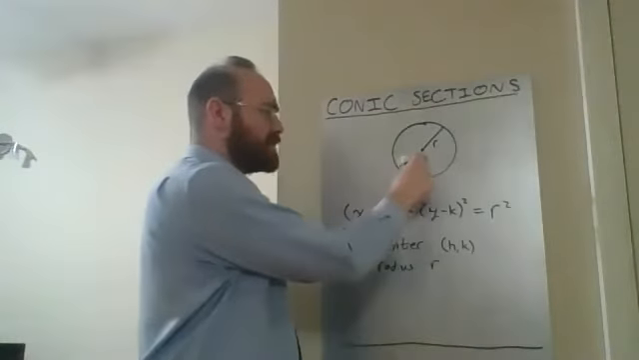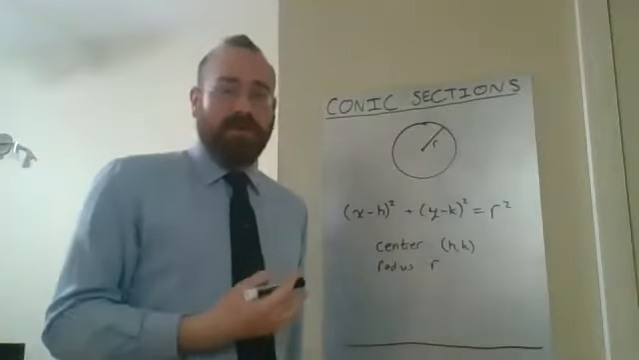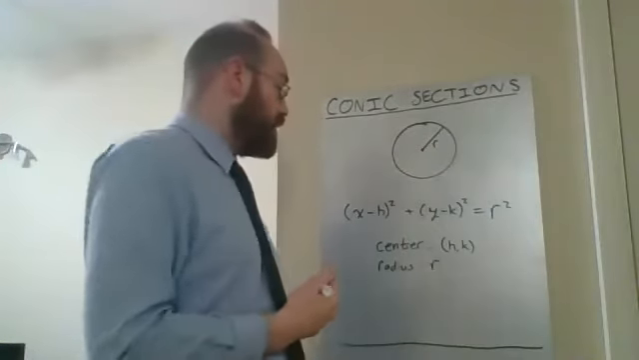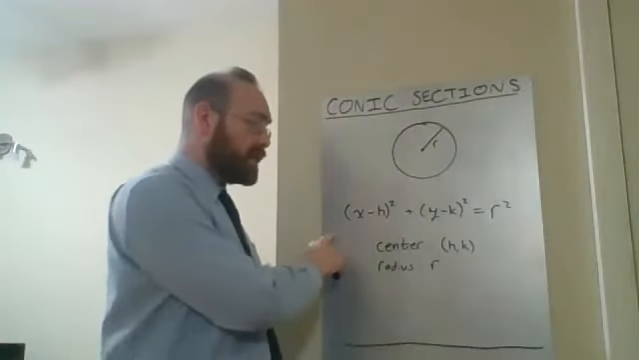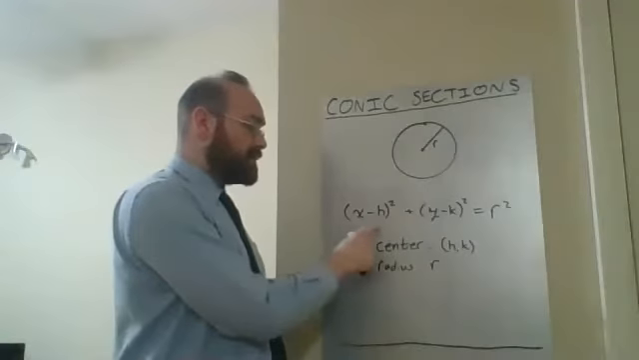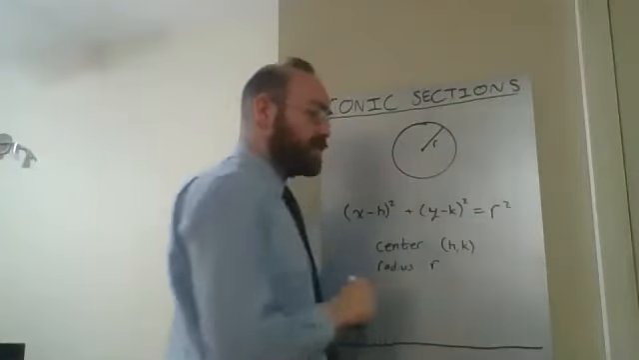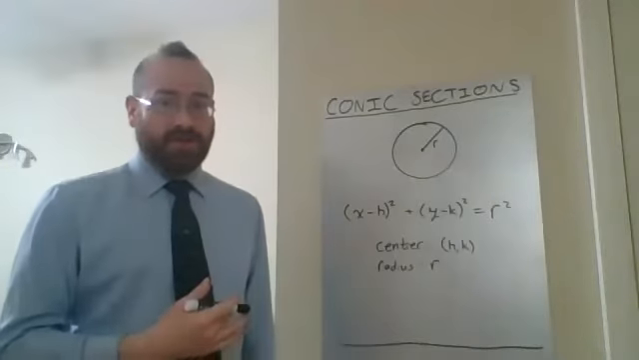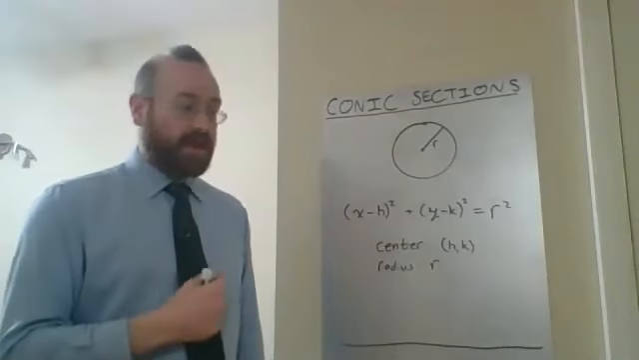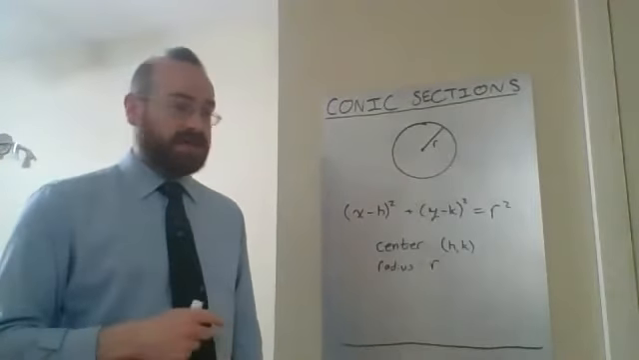It has a center, it has the radius. These are things we're fairly familiar with already. The equation of the circle is (x - h)^2 + (y - k)^2 = r^2. Here's a good time to pause the video, write this down, and then hit play when you're ready to continue.